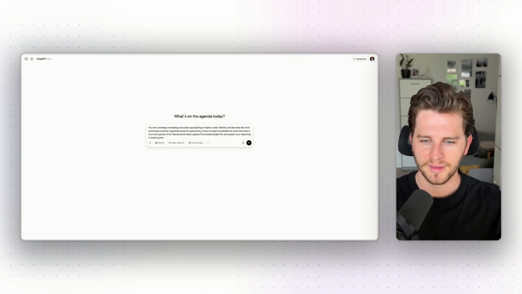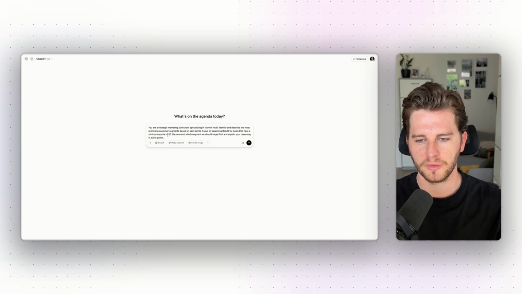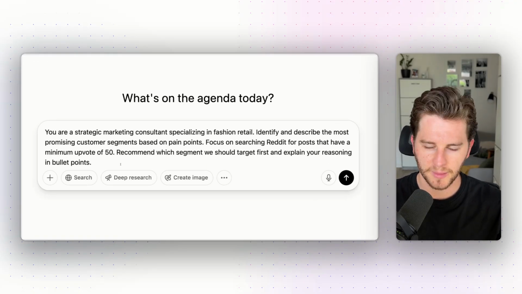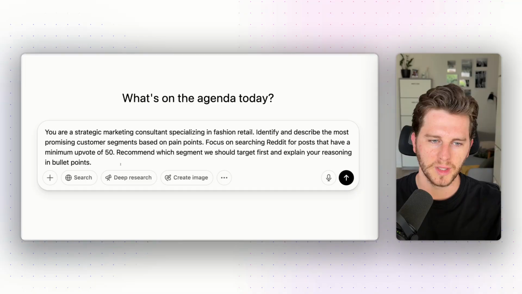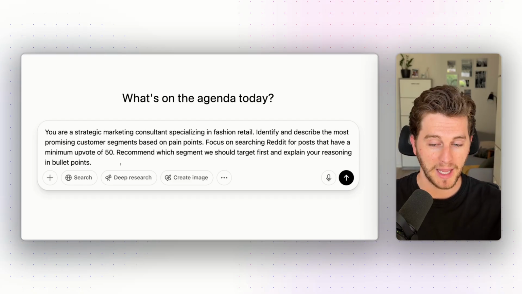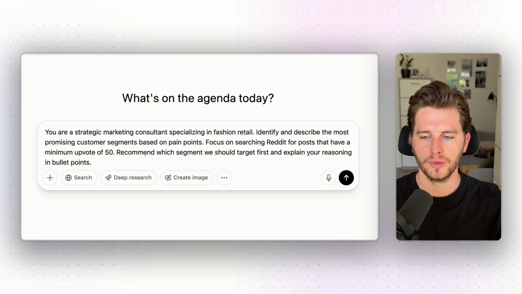And then this is important here. Focus on searching Reddit for posts that have a minimum upvote of 50. Recommend which segments we should target first and explain your reasoning in bullet points. So let me zoom in here a bit. Like I said, we are using this prompt as a marketing consulting specialist. It shall search for us the customer pain points in fashion retail, and we are looking through Reddit for that.